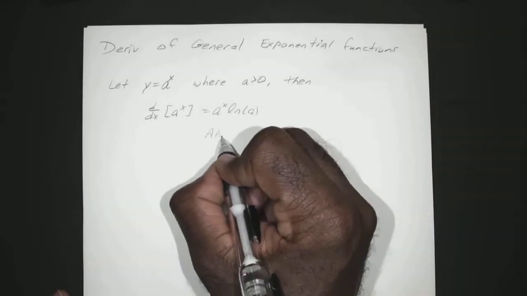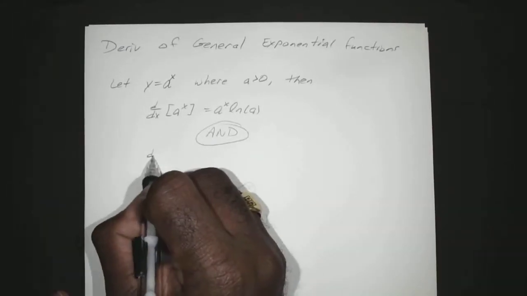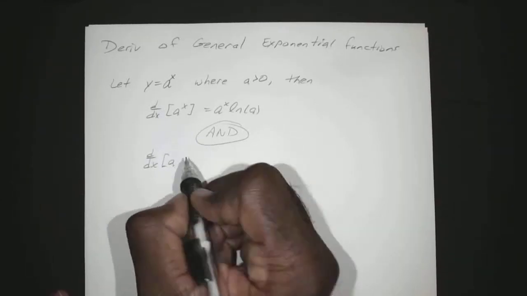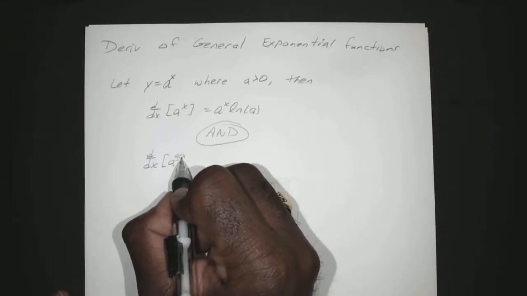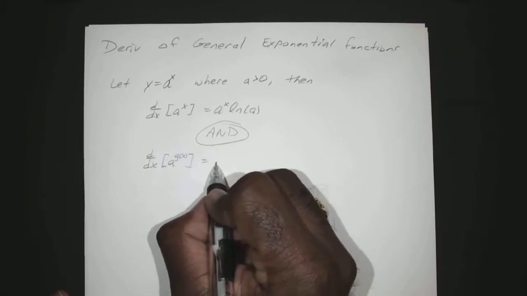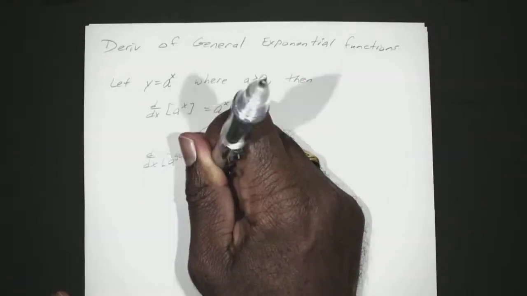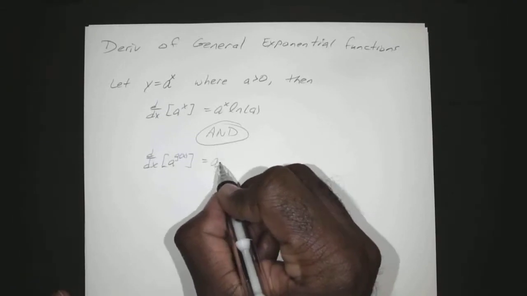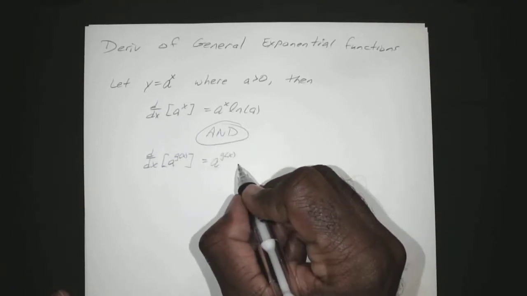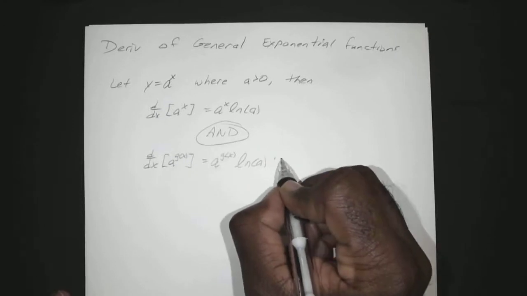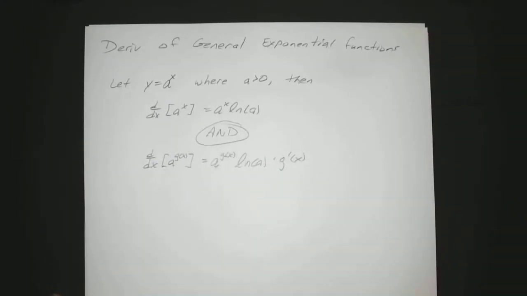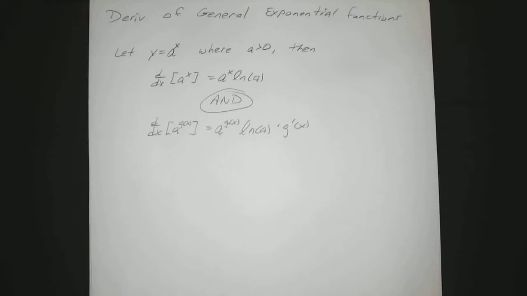Okay, and the derivative of a to some power of g of x is equal to a to the power of g of x times natural log of a times g prime of x. Okay, so for most of these, the difference between the basic derivative and the g of x derivative is you're multiplying it by the derivative of your g of x.